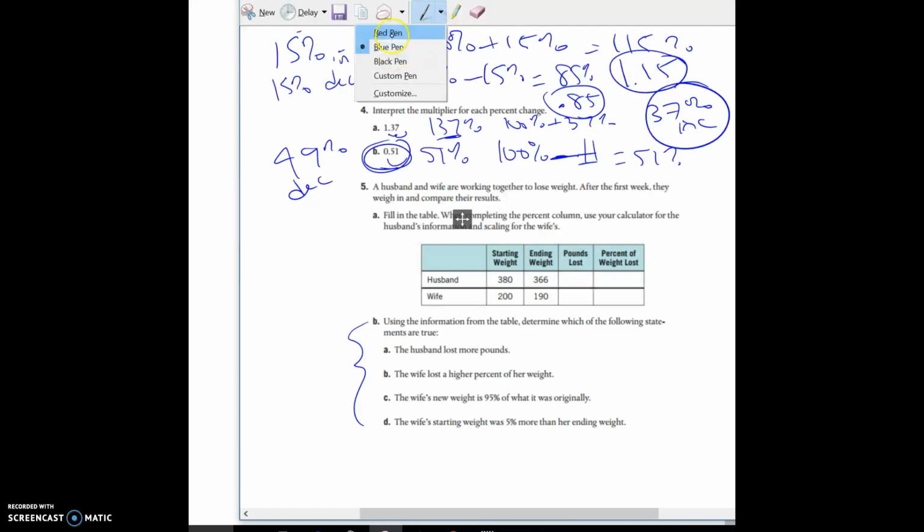Hopefully, I'm going to try to maybe do red here. Okay, so let's see. The husband started and lost some weight, so it looks like he lost 14 pounds.